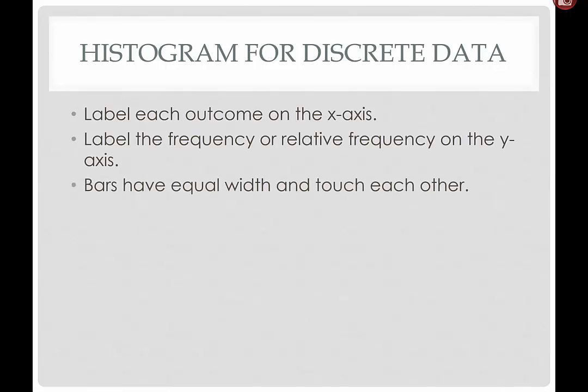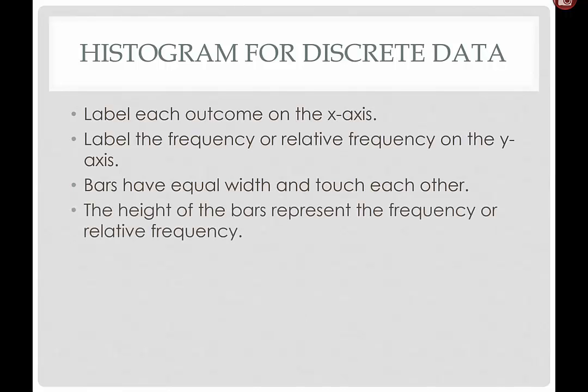And then for histograms, your bars have equal width, but they touch each other. And so that's one of the big differences between a histogram and a bar graph. Bar graphs tend to represent qualitative data, where histograms are quantitative data. Okay, so our bars, again, have equal width in both bar graphs and histograms, but in histograms, the bars touch each other. So where one bar ends, the next bar starts. And then again, just like the bar graphs, the height of the bar is going to represent either the frequency or the relative frequency, depending on which type of graph you are constructing.